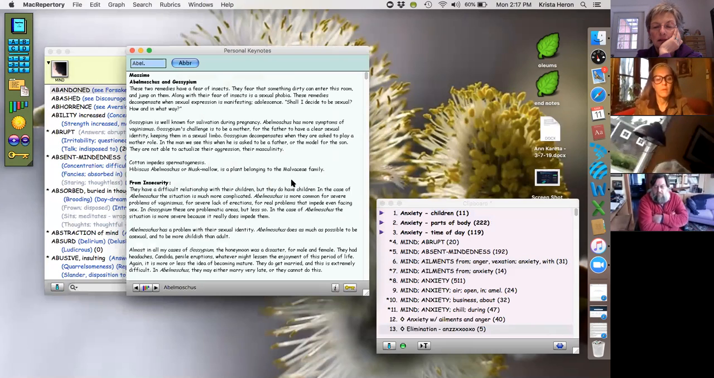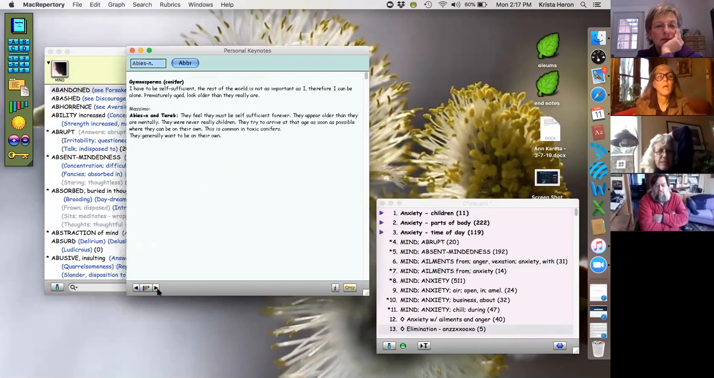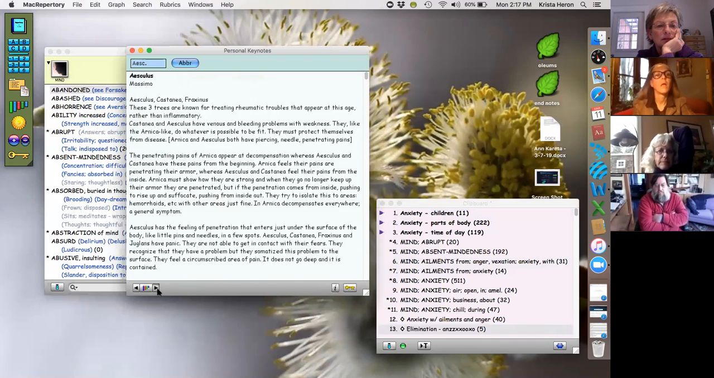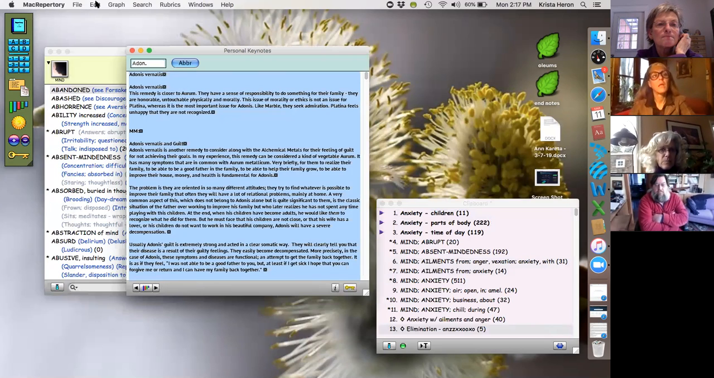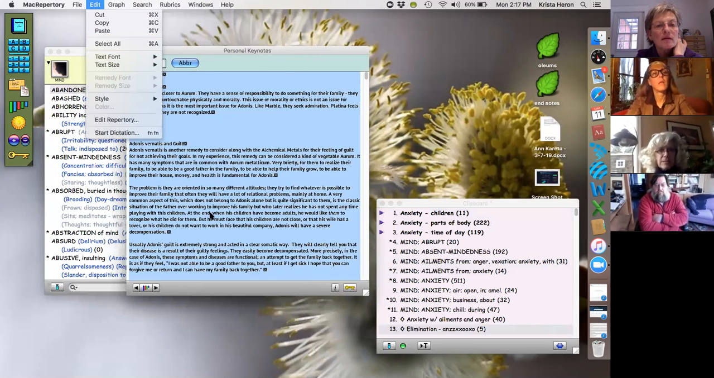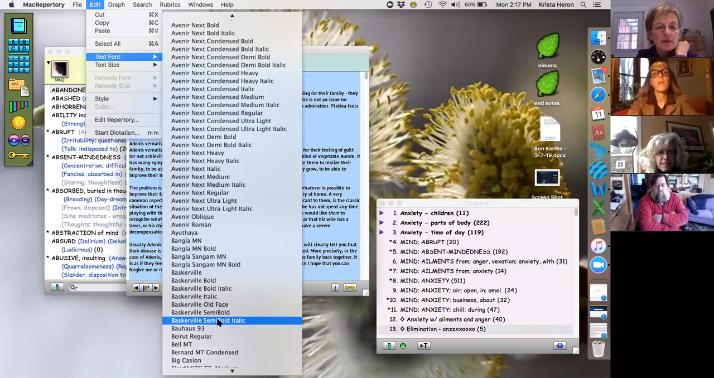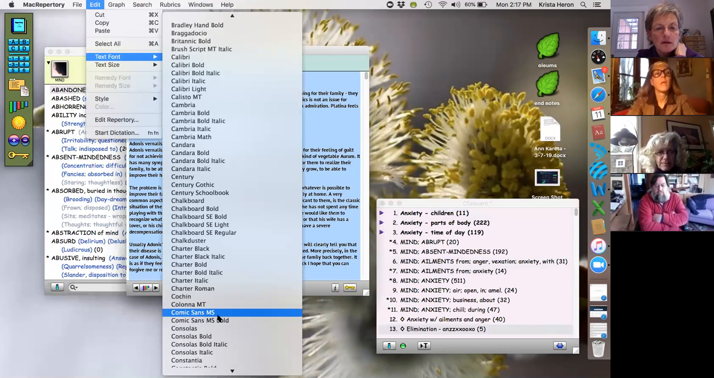Unfortunately, when they upgraded to this new program, the particular font I use doesn't transfer over. So every time I open it, I have to change it. Let me just show you. I haven't opened it since, so I'll have to go and change it, and it's just a pain in the butt, but it lets me know what I've looked at and what I haven't looked at.